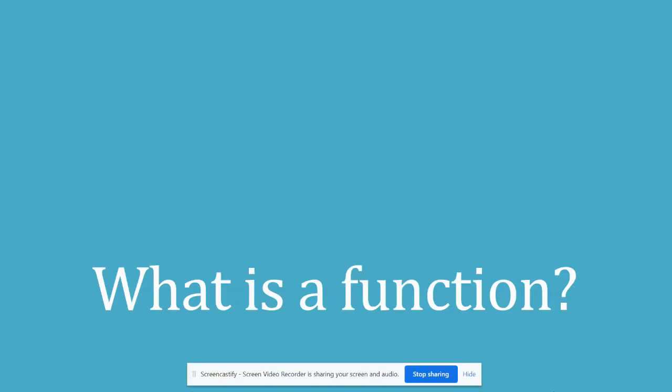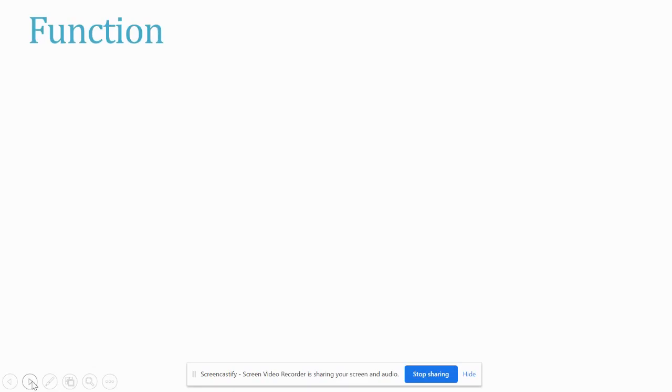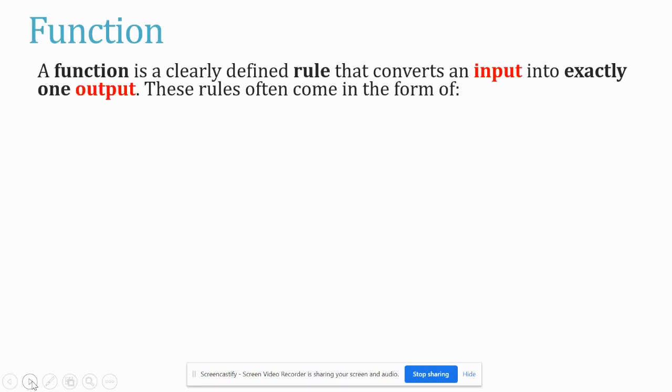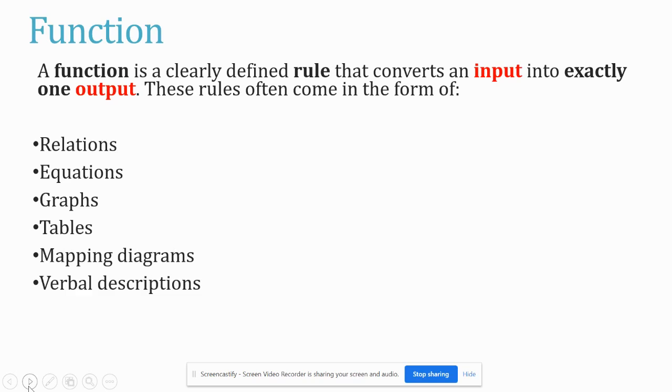Hey everyone, so today we're going to be focusing on what a function is and how to determine if something is a function or not. So we have to know what a function is. The definition is a function is a clearly defined rule that converts an input into exactly one output. These rules often come in the form of relations, equations, graphs, tables, mapping diagrams, and verbal descriptions. So today we're going to be focusing on relations, tables, and mapping diagrams.